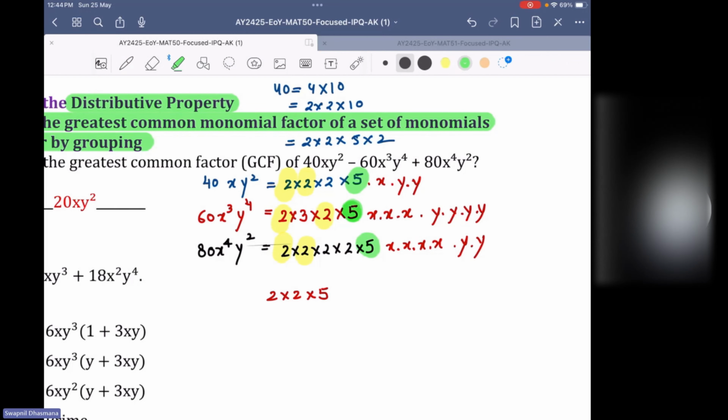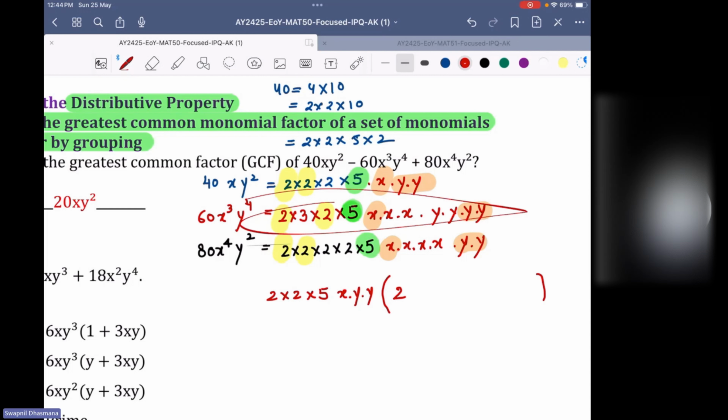Then after that, you will look at the variable part. So you can see 1x is common between all and 2y's is common between all. So 1x and 2y would be common. Now you will write the remaining from the first one, which is only 2. From the second one, there's minus in the question, so you will write minus 3 x2, so x square, y2, so y square.